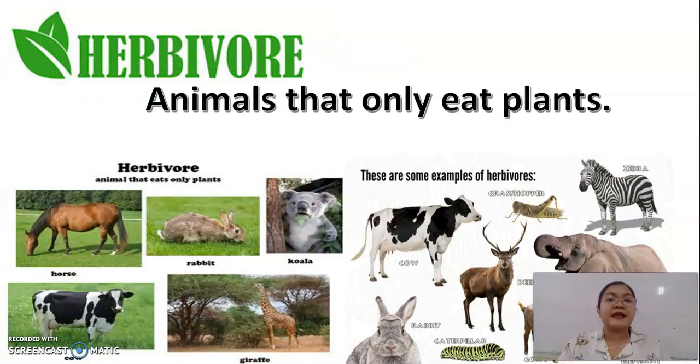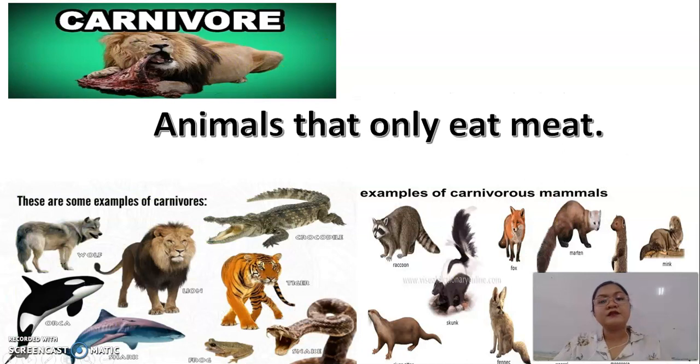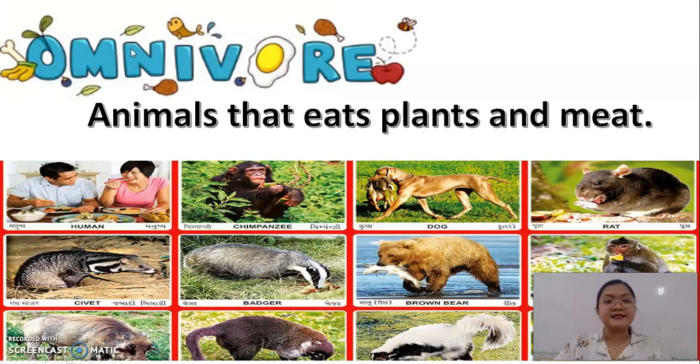Again, when we say animals that eat plants, they are what we call the herbivore. Very good. Next, number 2. Animal that only eat meat. They are what we call carnivore. Very good. And the last, animals that eat plants and meat, we have omnivore. Very good.